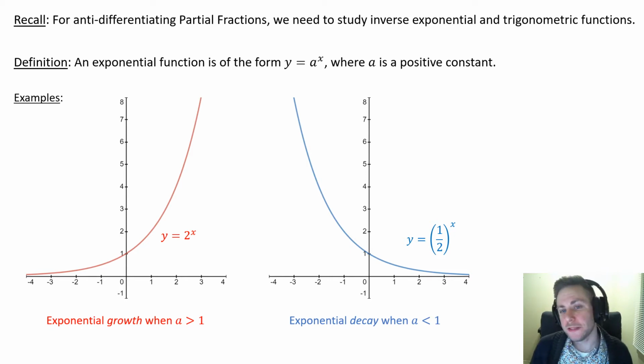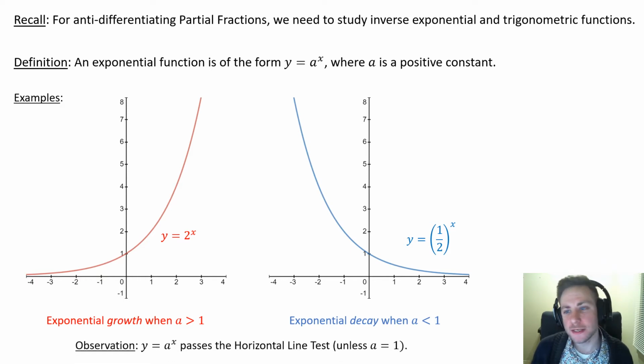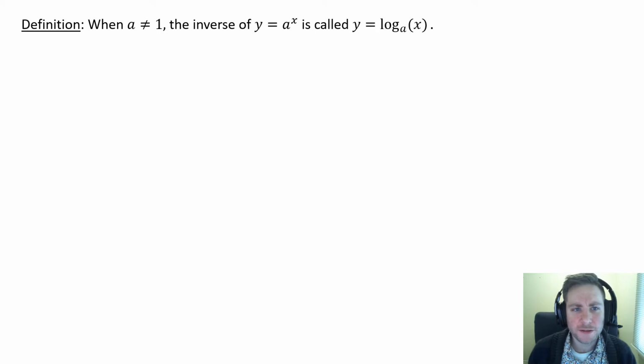So make sure to commit these graphs to memory or at least have them on a formula sheet at bare minimum. What you'll notice about exponential growth and decay functions is that they pass the horizontal line test, and so an inverse function can be considered. There's a name for the inverse of an exponential function. That's what we call a logarithm. In fact, that's the definition of what a logarithm is. The logarithm with base a is defined as the inverse of the function y equals a to the x.